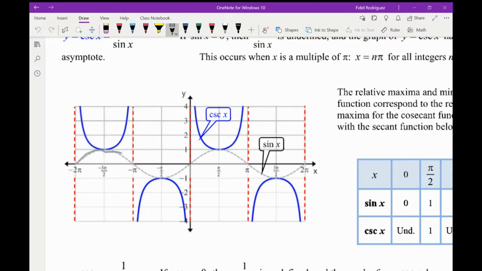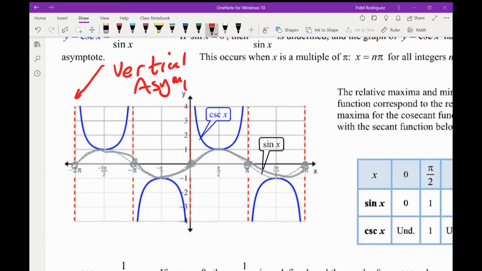You can kind of see this is my sine function, right? So right here is when the sine value is equal to 0. When the sine value is equal to 0, that means the cosecant is going to be undefined because we can't divide by 0. And when we do that, what we get are these things here, and these are called vertical asymptotes. Vertical asymptotes are vertical lines that are kind of like boundaries.